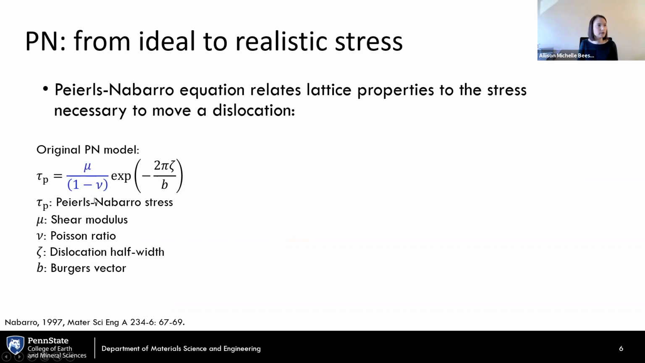So this is the original Peierls-Nabarro model, where we have our flow stress, or the frictional stress for the dislocation to move through the lattice, and it's a function of the elastic parameters shown in blue, as well as Burgers vector and the dislocation width.